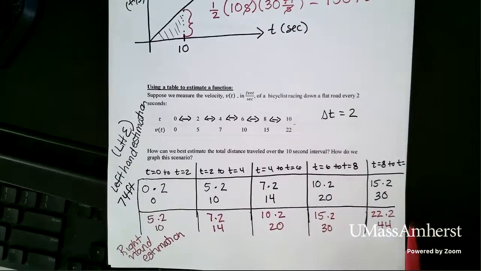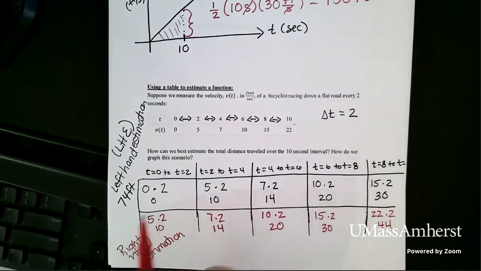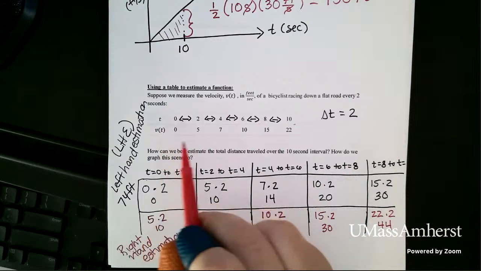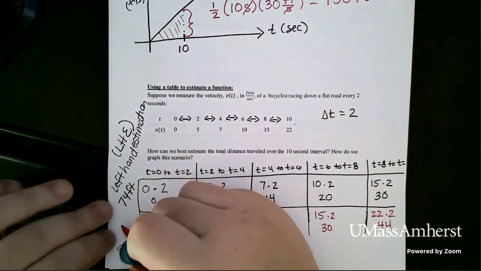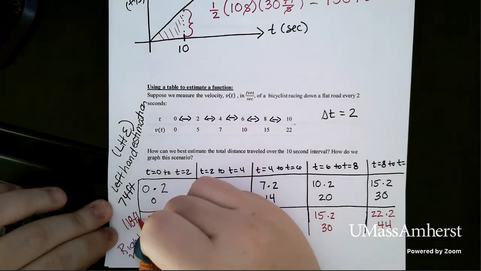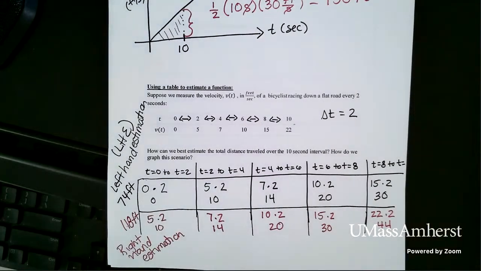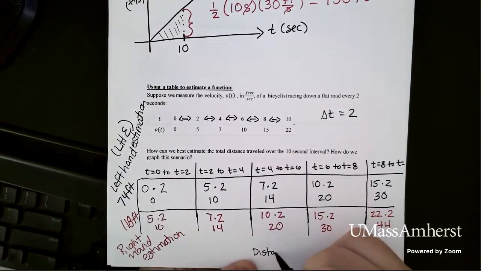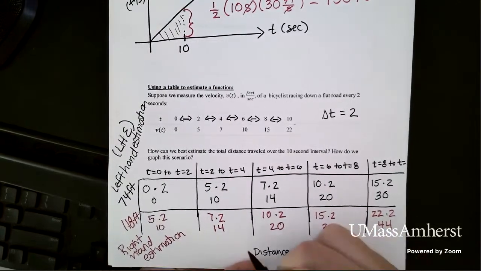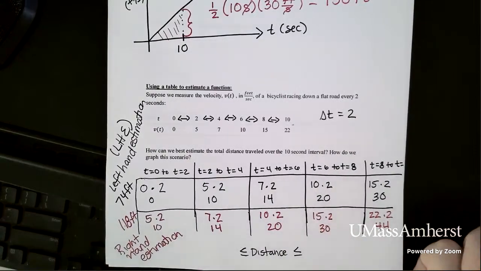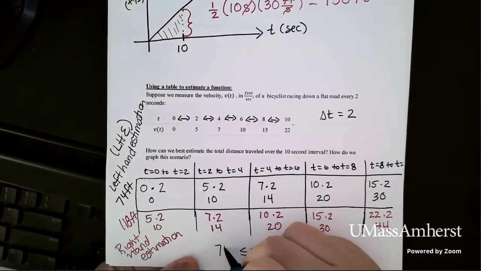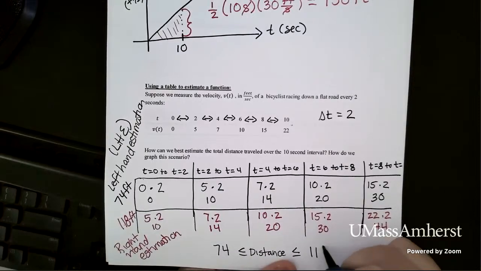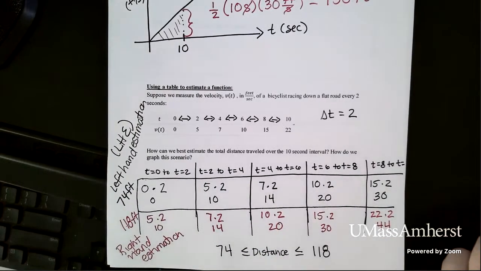So now, when I add up all these numbers, notice that I didn't use the leftmost rate. I get 118 feet. Okay. It turns out that when we do this type of work, the actual distance traveled is going to be bounded by these values. So that means that the actual distance traveled has to be between 74 feet and 118 feet. Okay, so somewhere in there.